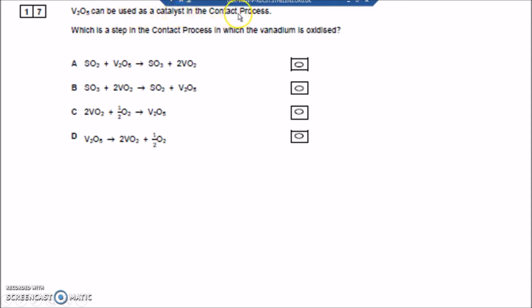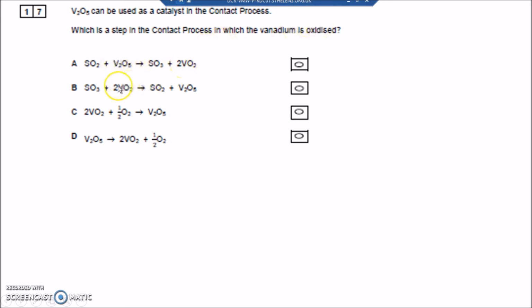V2O5 can be used as a catalyst in the contact process, a step in which the vanadium is oxidized. So let's have a look at the oxidation state. V2O5, O's are -2, so that's -10. That's +5 for each V, so -10 divided by 2 is +5 and +5 equal the five -2's. Then it goes to V2O2, two -2's, -4 for the 2 O's, so that's +4. So it's gone from +5 down to +4.